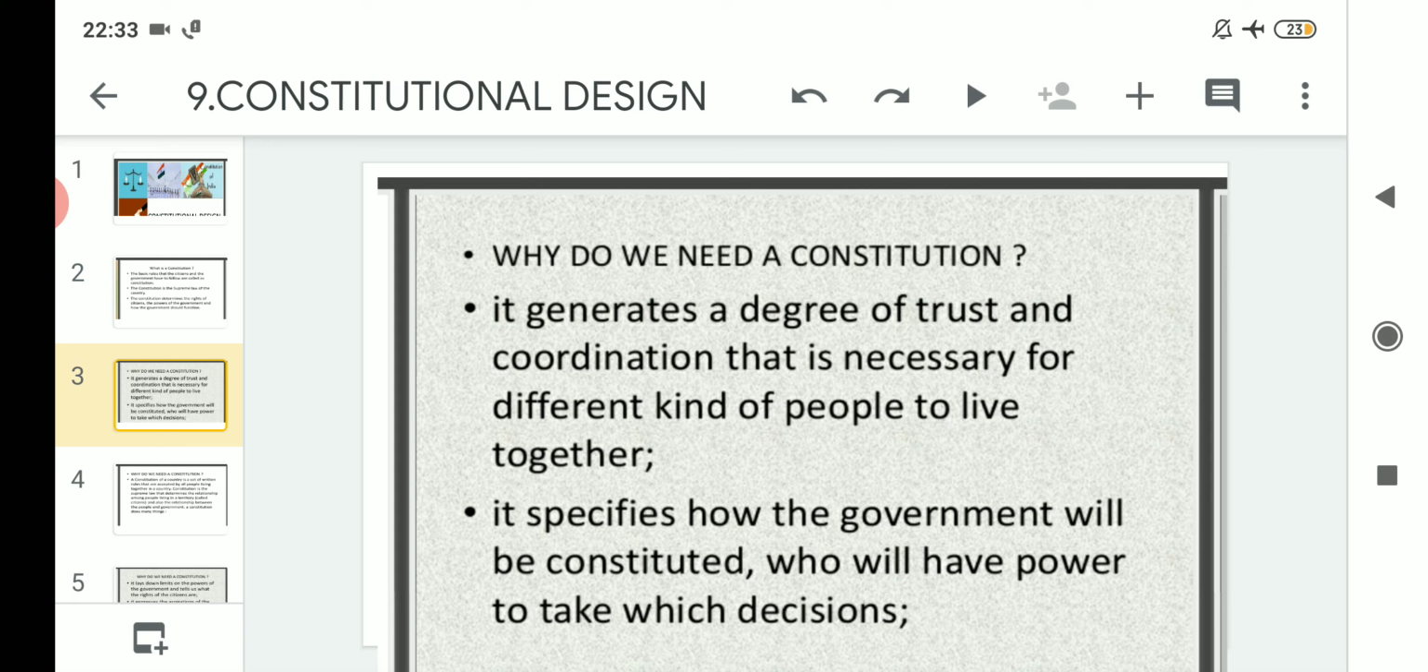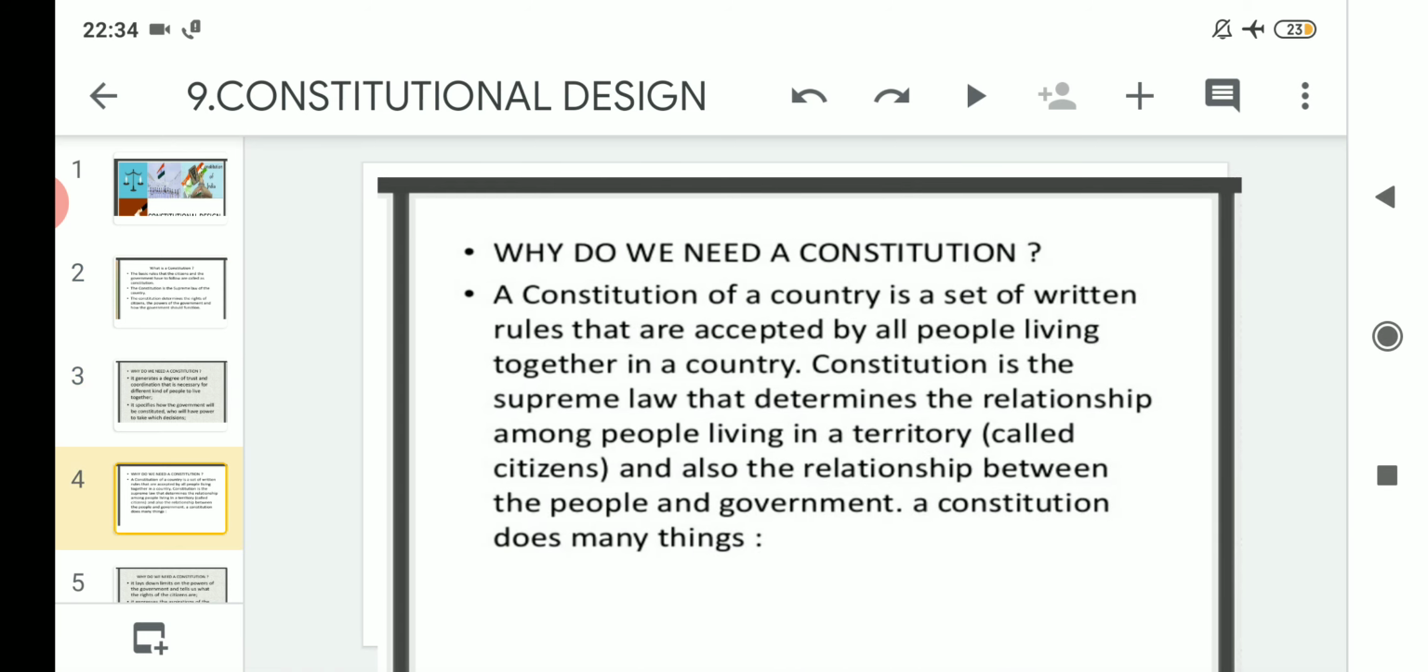So along with making harmony for the people to live, secondly what it does, it specifies how the government will be constituted, as related to the first page of our discussion, that it will lay down certain powers and the way in which the government should actually rule the country. So if a constitution is there, the government also will be clear about their powers, and according to their powers only they will run the country. After that, a constitution of a country is a set of written rules that are accepted by the people living together in a country.